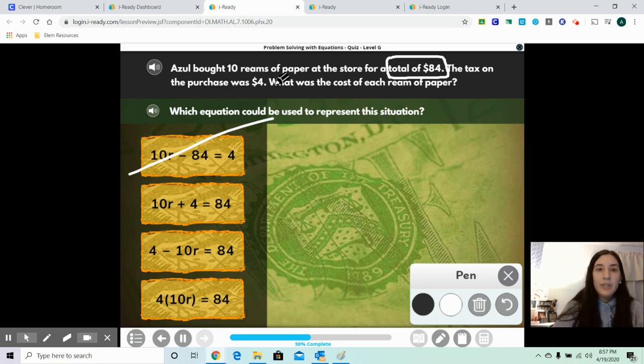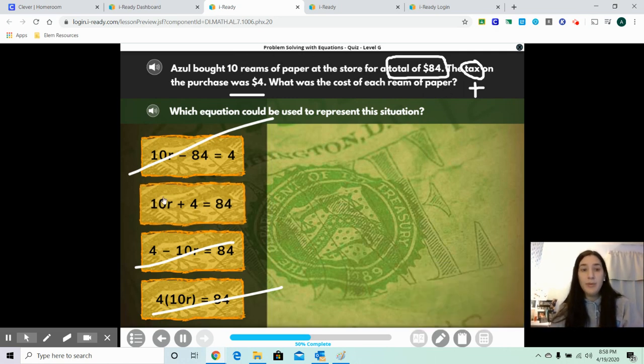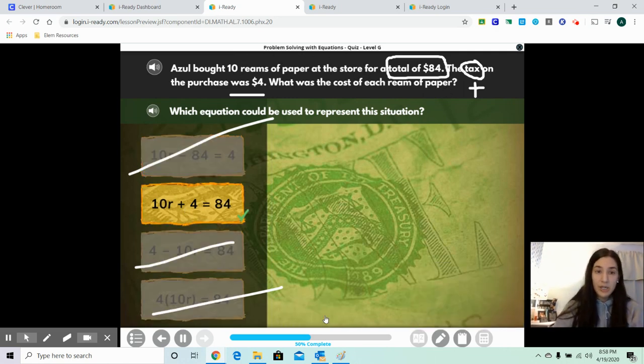All right, now we know that the tax on the purchase was $4. We know from our percents chapter, tax is an addition to any problem. So we're looking for plus 4. Right away that makes these two silly answers, and this is going to be our answer. But we also know that 10 reams of paper, we don't know the cost of the ream of paper, so that's R. So 10 times R is going to equal that, making this the correct equation.